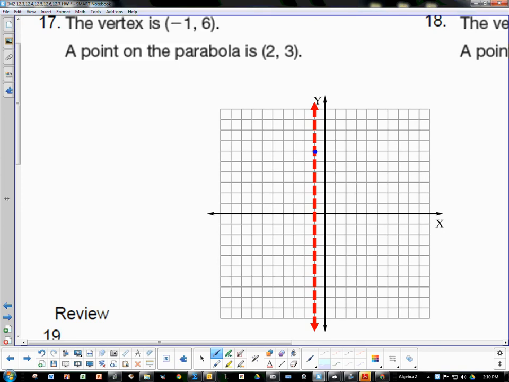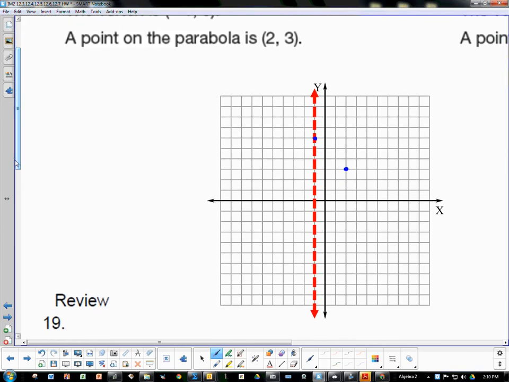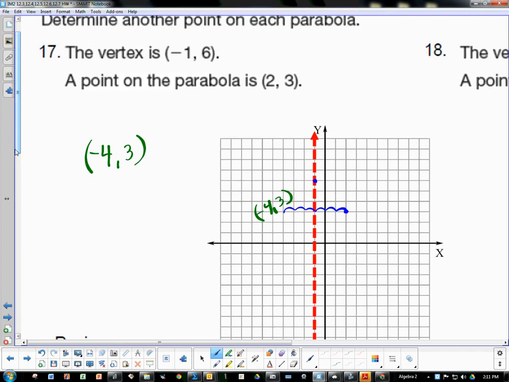All right? Now they're giving us a point. It's 2 comma 3. All right, so we'll go with 1, 2 comma 1, 2, 3. And they're asking for determine another point. So all you have to do here is kind of count in the opposite direction. And that point happens to be, well, we'll go 1, 2, 3, 4, and then 3, so -4 comma 3. Next problem.